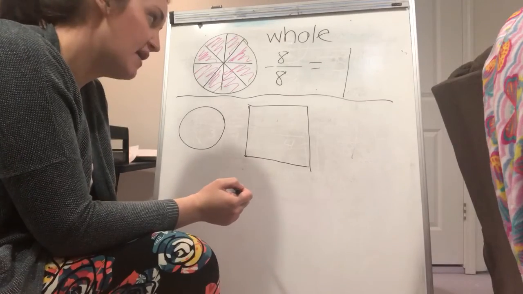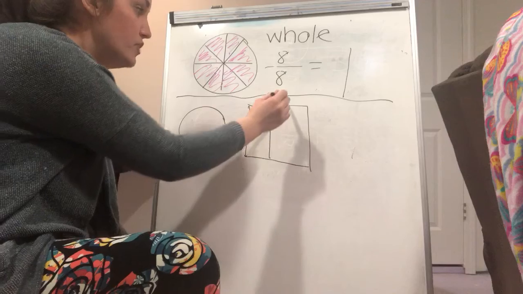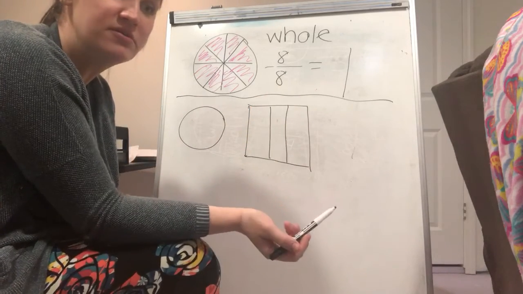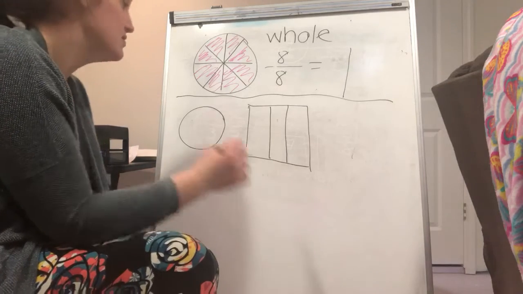Pause the video if you need time. And I want you to split it into thirds. So 2 lines, 1 less amount of lines for whatever number you need. So if I need thirds, I draw 2 lines. If I needed fourths, I draw 3 lines.